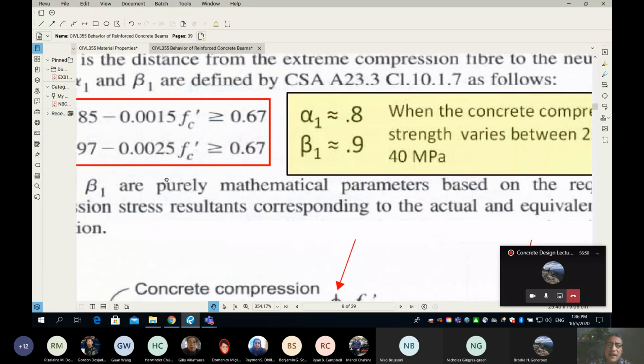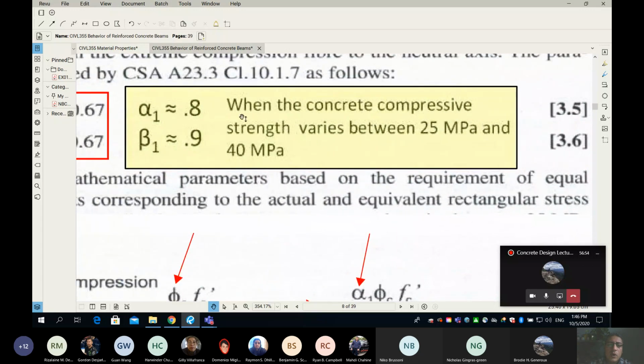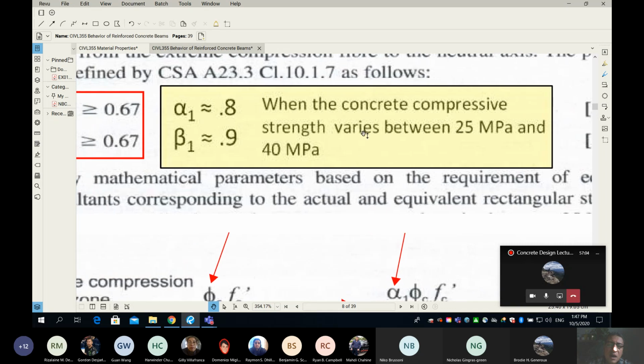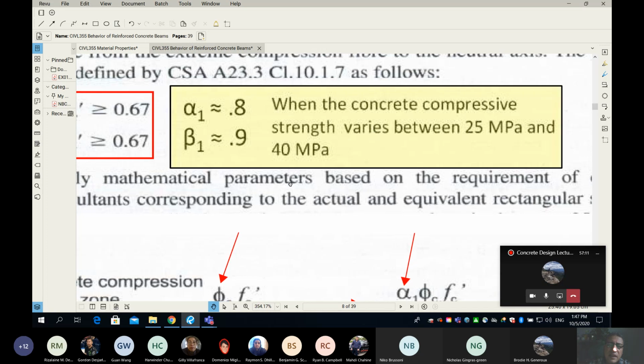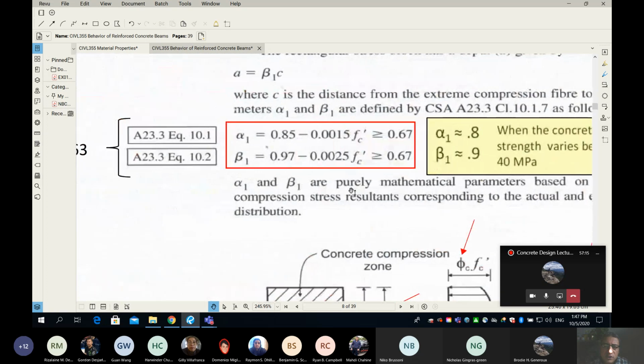Here is the good news for you. I made something which will make our life easy. When the concrete compressive strength varies between 20 or 25 to 40 MPa, and that's what we are going to use in this class, guess what? Alpha 1 and beta 1, roughly, approximately, are going to be 0.8 and 0.9. And in this class, I will not ask you to use those equations.